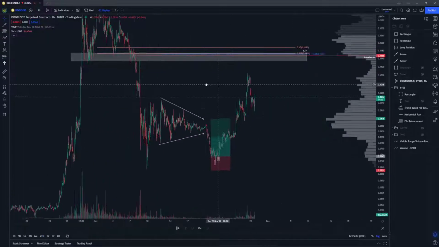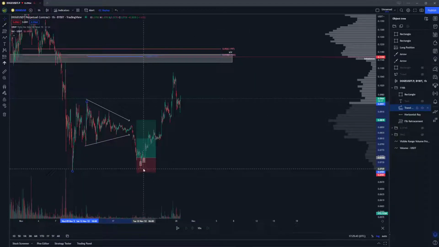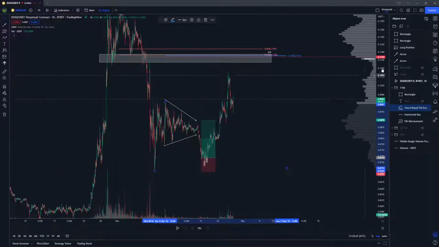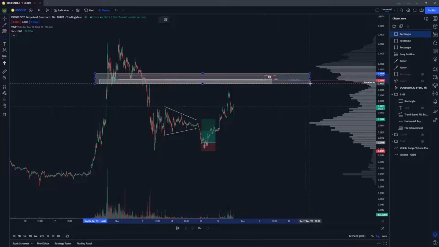Additionally, you can take a trend-based fib extension anchored from this low to this high, then pulled back down to this low right here. And you can see there's a 1.618 trend-based fib extension right there. So there's plenty of confluence, and it's confirmed by the volume profile to show that this is going to be an interesting level of resistance.